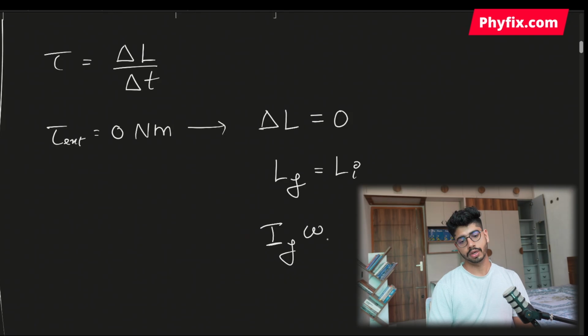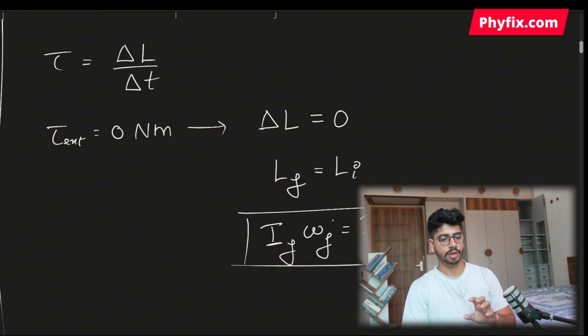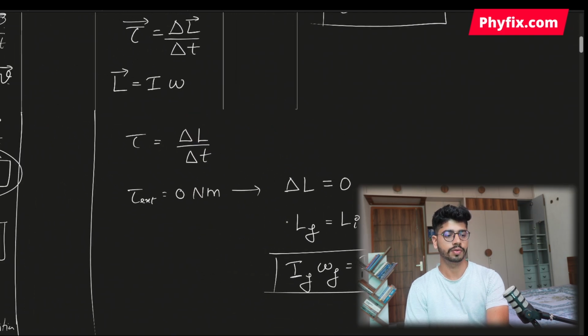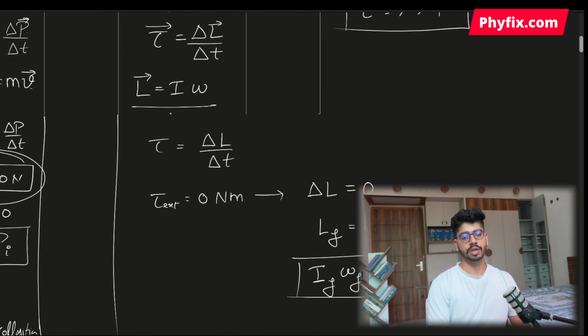times final omega, which is equal to I initial times omega initial. I is the moment of inertia, omega is the angular velocity. So this is I omega, and this is how we define angular momentum.